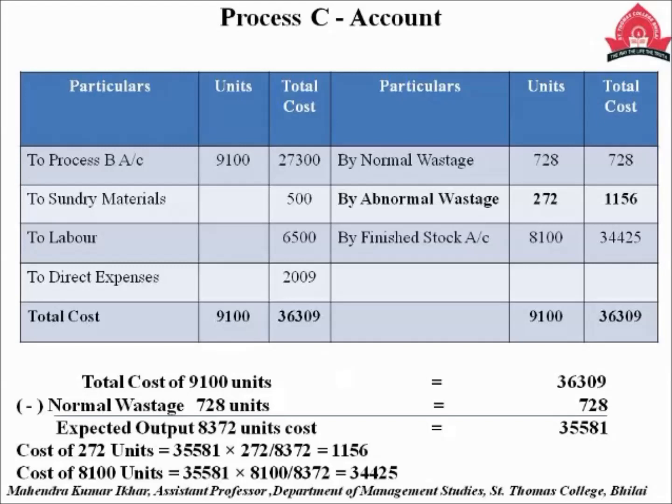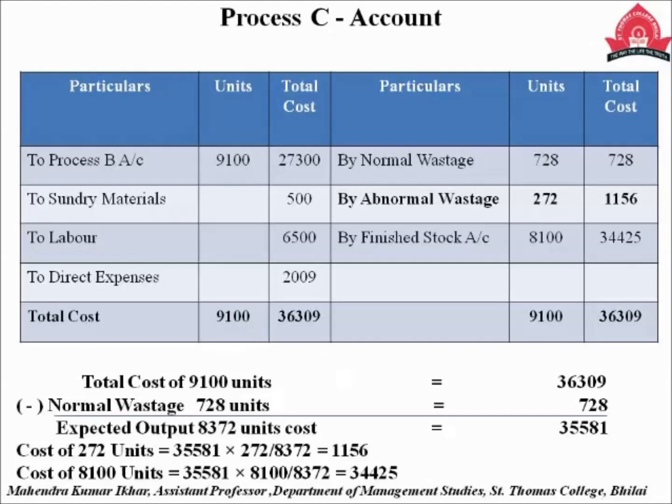So expected output is greater than the actual output, so we got abnormal wastage 272 units, and the cost of 272 units and 8,100 units are finally calculated on the basis of total 8,372 units.